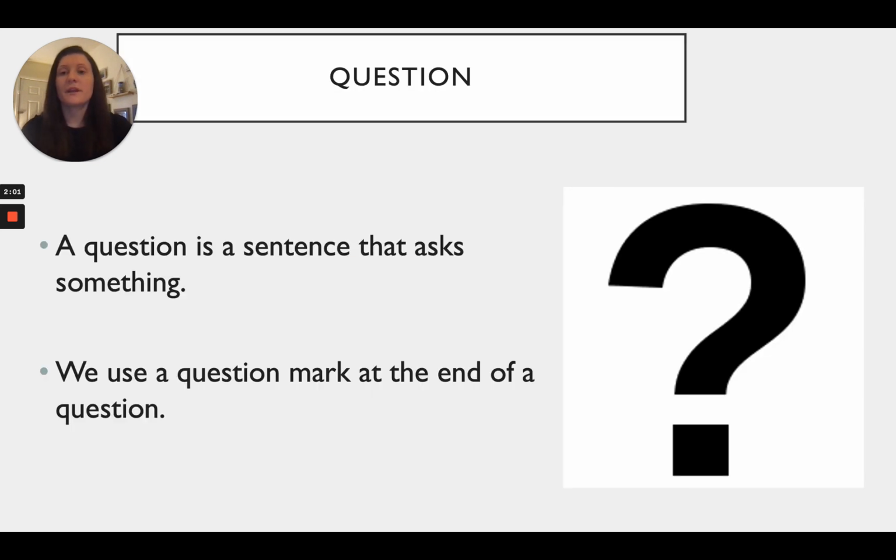All right, next up we have a question sentence. A question is a sentence that asks us something. And in a question sentence, we use what is called a question mark at the end. And we see over here on the right, we have a picture of what a question mark looks like. So again, we use that when we want to ask a question.